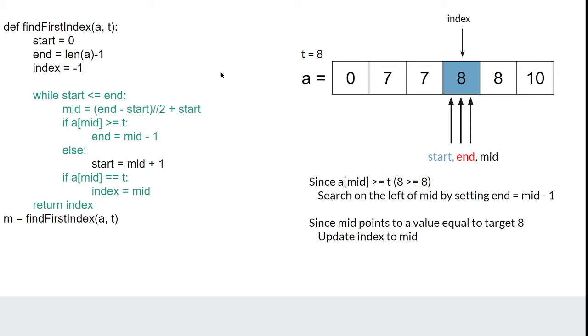So now mid is at 8. Since they are equal, you search on the left of mid by setting end to be mid take away 1, and you update the index to be mid, since mid is pointing at the target value. And then it goes out of the while loop, since start is going to be bigger than end. And then you return index, which would be 3.